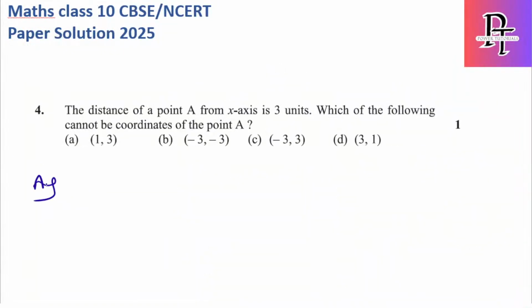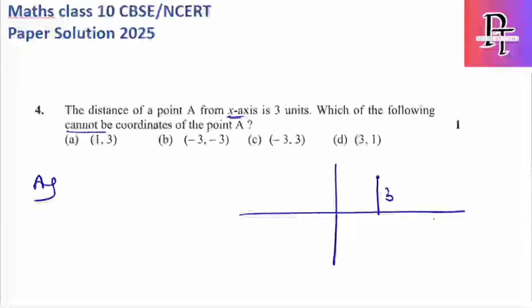The distance of point A from x-axis is 3 units. Which of the following cannot be the coordinates? Okay, so if I say this is the x and y axis, the distance from x-axis should be somewhere here where the distance of y is 3, or it can also be here where the distance of y is 3. So y can be plus 3 or minus 3. Y cannot be any other value. So here you can find y is plus 3, y is minus 3, y is plus 3, which is here. The y is 1. So this value is correct, because they are saying cannot be the coordinate.